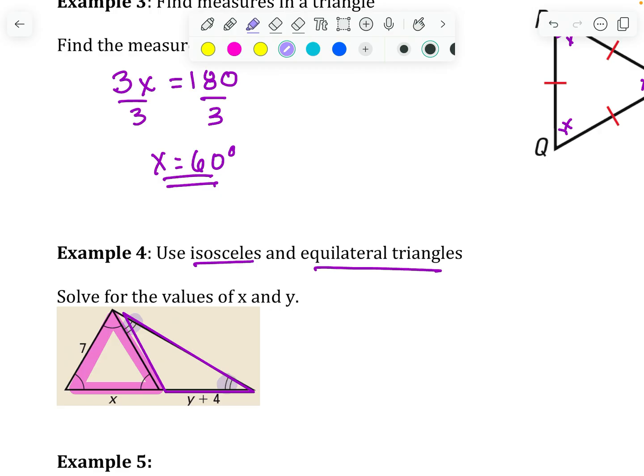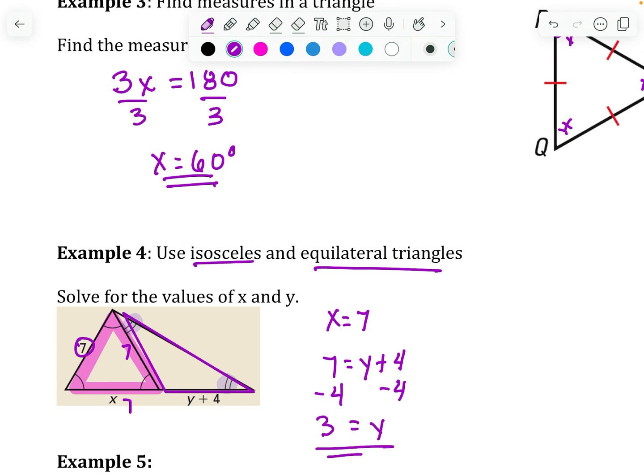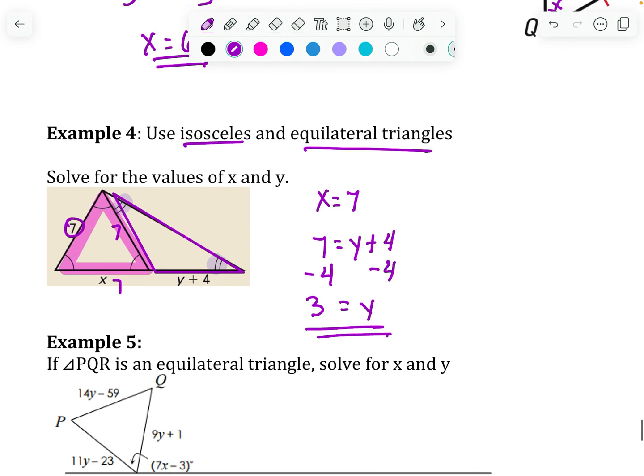So first of all, they've given us the side here for this one equilateral triangle. So we know all of these sides are going to be 7. So we know x equals 7 because all sides of an equilateral triangle are equal. And then we can solve for y with the isosceles triangle because we know those two sides are going to be congruent. So we could say 7 equals y plus 4. So y equals 3. And that's how we solve that.